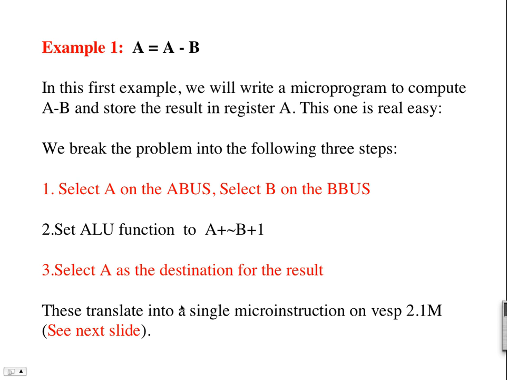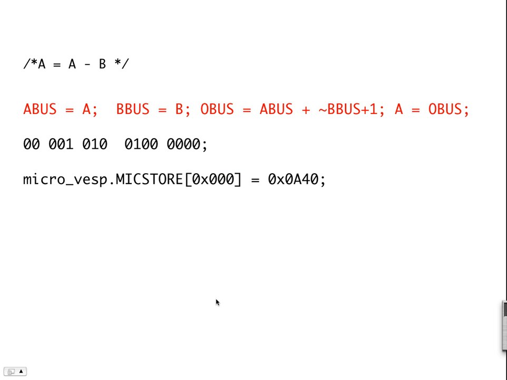These translate into a single microinstruction on VESP 2.1M, and here's how. We simply put A on the A bus, as I just said, B on the B bus, and O bus equals this, which is A minus B, and then O bus goes on to A. Now, this is a microinstruction, which is a transfer kind.